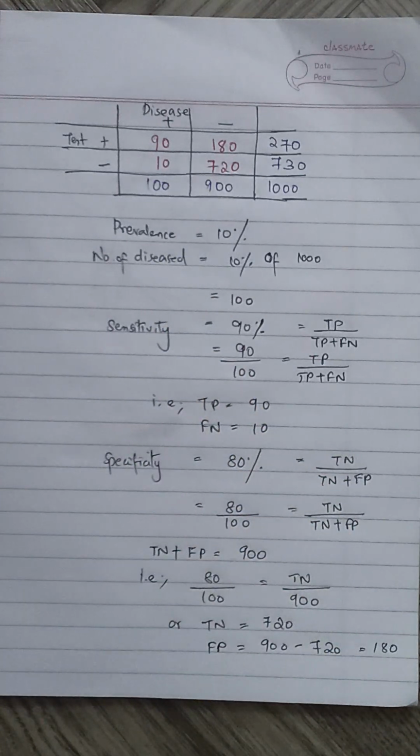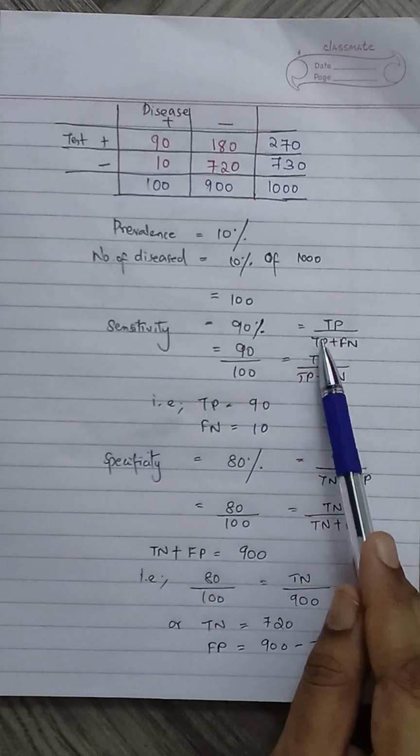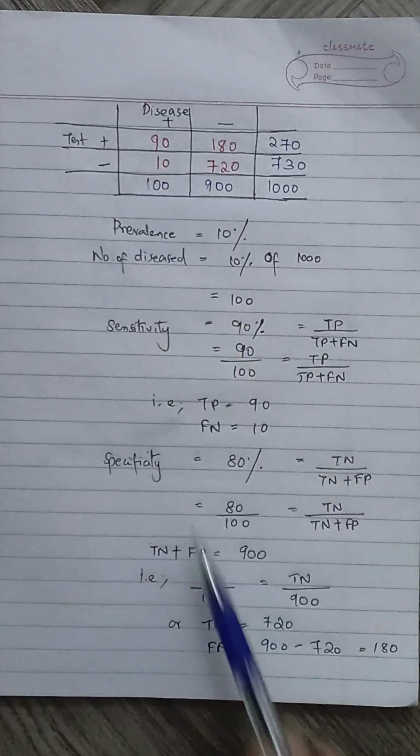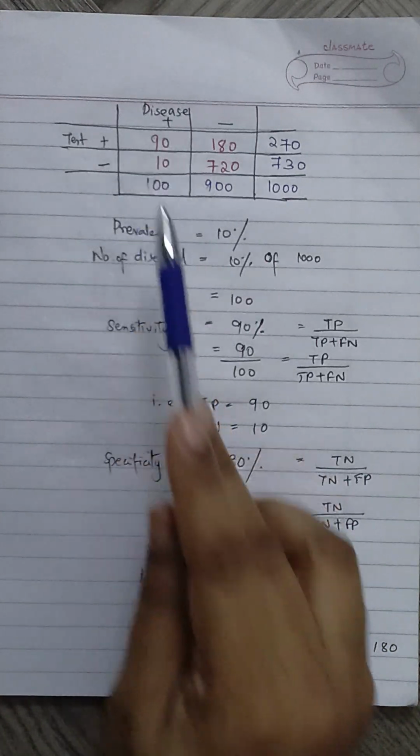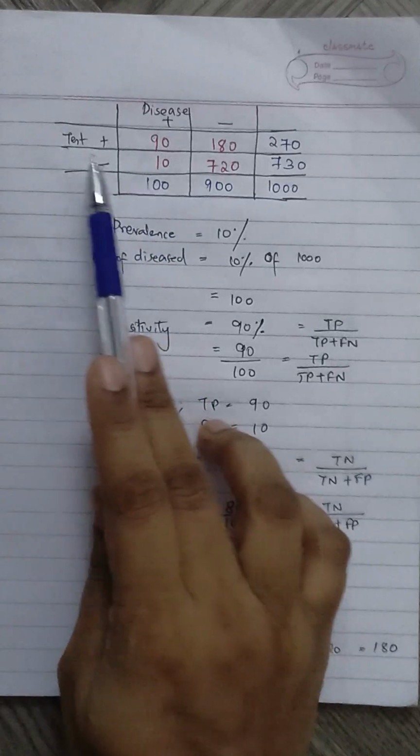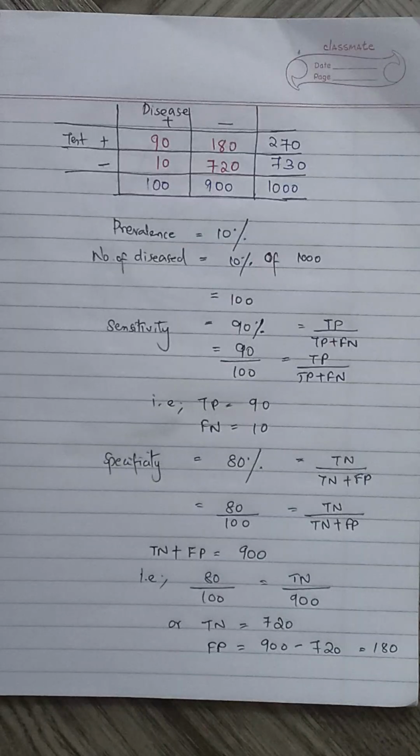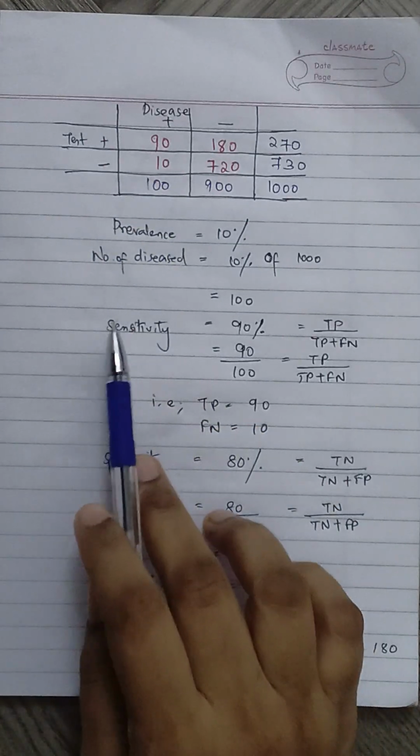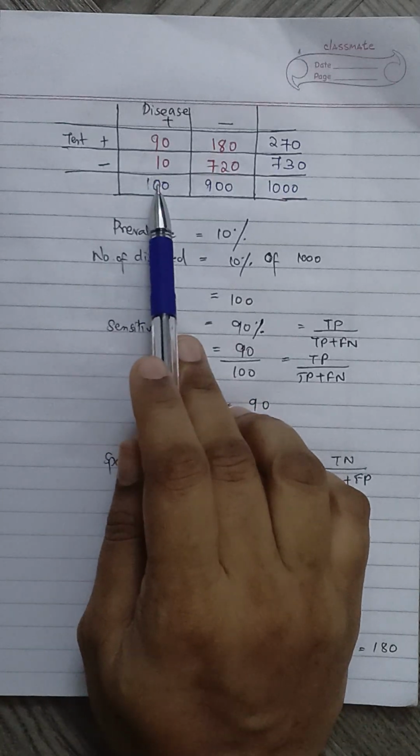Now we'll fill the table using sensitivity. What is sensitivity? It is 90%. And sensitivity is true positive over true positive plus false negative. And we know true positive plus false negative means the total number of people who have the disease, right? So that is 100 in this case. So 90% means 90 over 100. That means the test will be positive, true positive, for 90 people, and 10 people will have a false negative, because this is false negative, right? They actually have the disease, but the test turns out to be negative. So we have filled the table with 90 and 10. A total of 100 people has the disease.